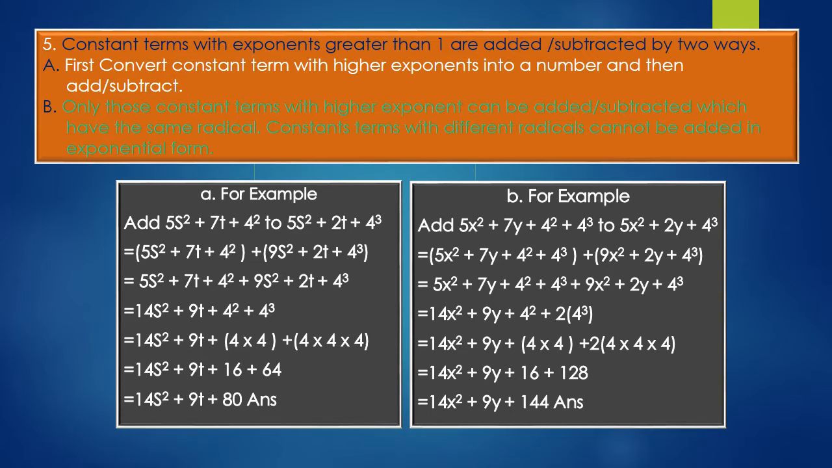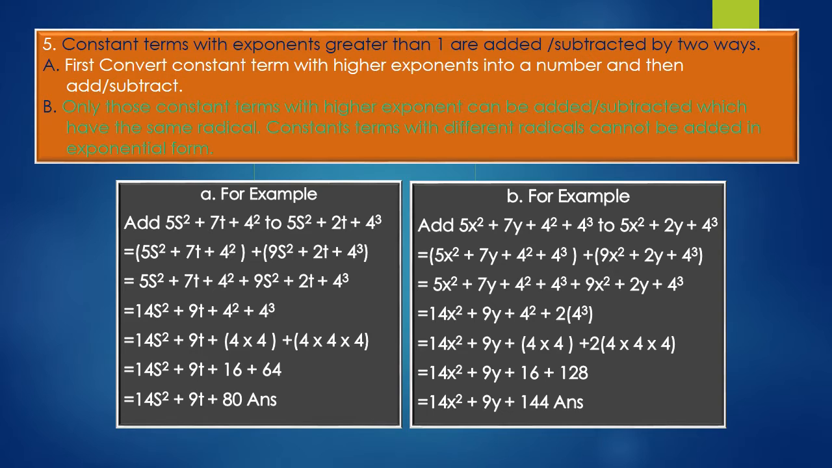4 cube of the first expression with the 4 cube of the second expression, and after adding them, we have to multiply it with 2. 4 cube multiplied by 2. If we want to add 4 cube two times, we have to multiply it with 2. If you want to add 4 cube three times, we have to multiply it with 3. So here we have to add 4 cube two times, so we have to multiply it with 2.